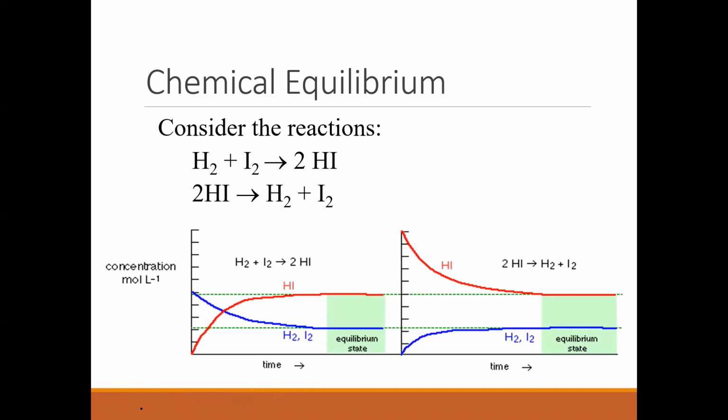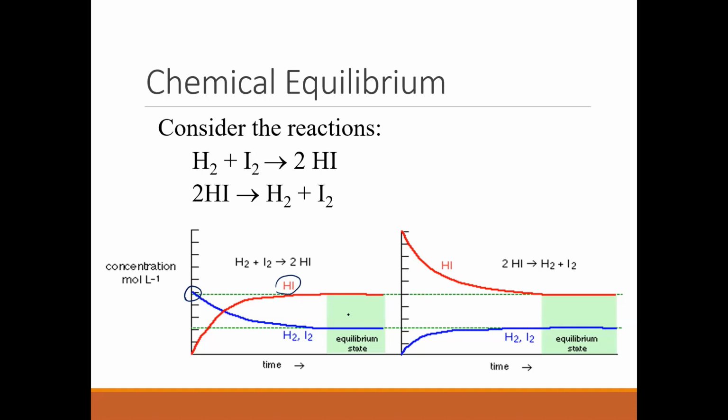Shown here is the reaction of hydrogen and iodine to produce hydrogen iodide. And what you see, if we start with the left-hand reaction, we initially start with hydrogen and iodine, and those two react to form hydrogen iodide. And at some point in time, the concentrations are constant and the reaction is at equilibrium.